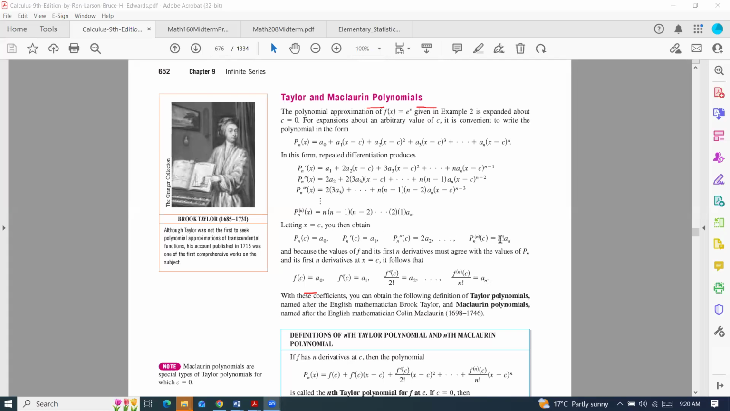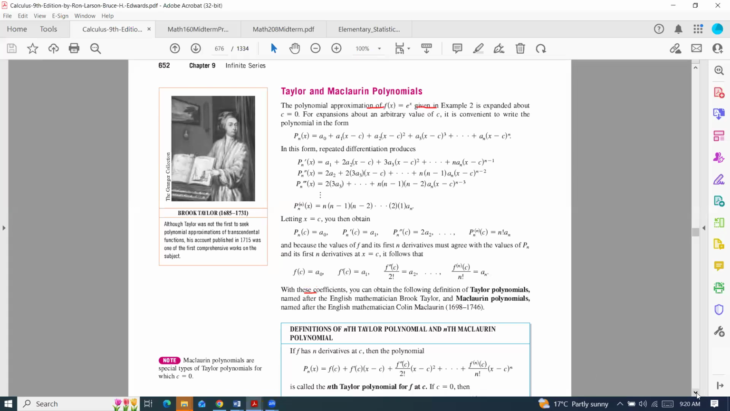So that's how n factorial will appear with an. And those are coefficients, and that's what we're going to utilize. So that's the key idea in here. So anyways, this is what we're going to utilize a little later.